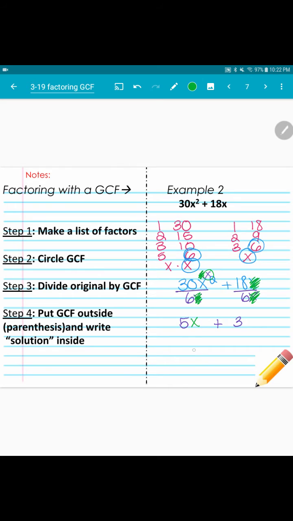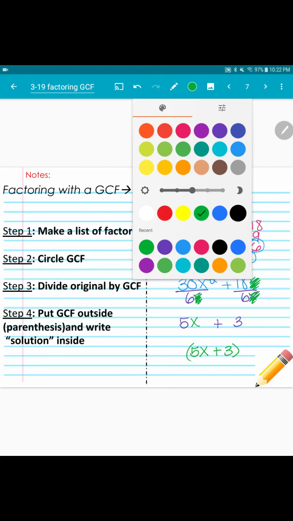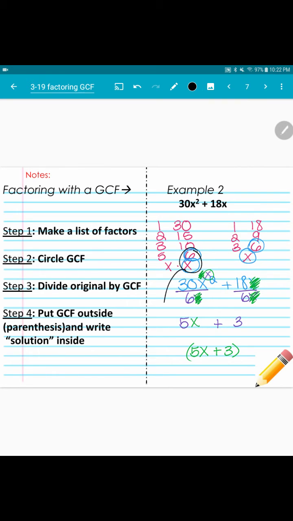So my solution that's going to go inside my parentheses is going to be 5x plus 3. And outside, don't forget, is going to be our GCF, which was 6x. So our final answer is going to be 6x, parentheses, 5x plus 3.